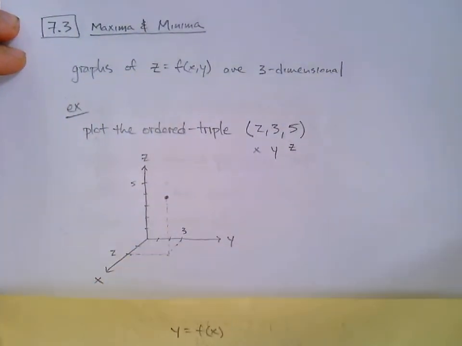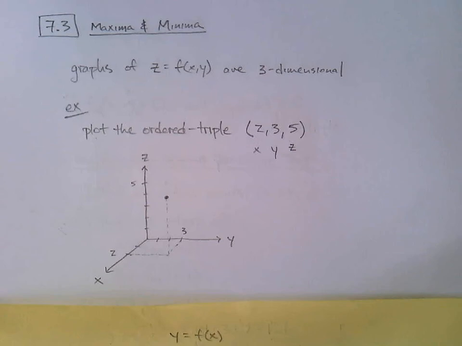So I've got an example here, and I'll just go ahead and show you the whole example right now. Let's plot the ordered triple 2, 3, 5. And of course the 2, the 3, and the 5 are the values of x, y, and z. Can we just plot a point in 3D? So here's how it's typically depicted. We have an x-axis, a y-axis, and a z-axis.